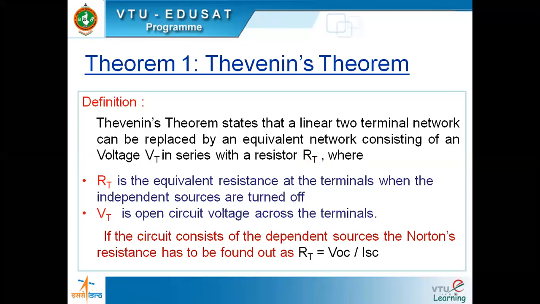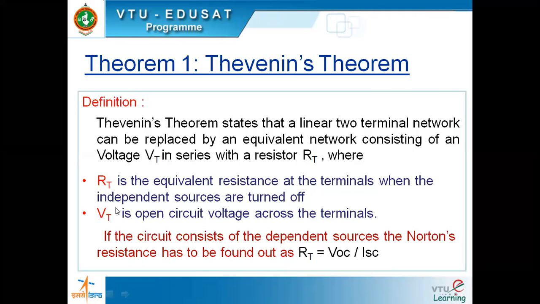Everybody understand that point? And what is Vt? Vt is the open circuit voltage. I hope it's clear to you. So if the independent sources are there, this is how we calculate Rt. Suppose the circuit consists of dependent sources, then we find Rt by finding VOC by ISC. Let's not look into this as of now. Let's look at the dependent sources circuit later on. First, let's understand what Thevenin's theorem is, and how to calculate Vt and Rt.